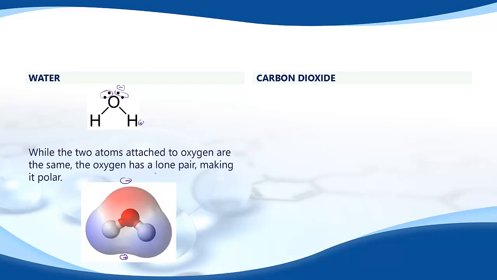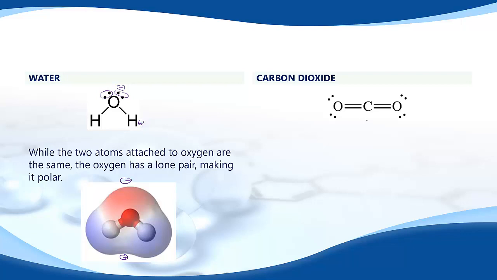The next one I'm just going to do quickly is carbon dioxide, CO2. Here is the Lewis structure for CO2. Again, we're going to apply our rules. First rule, is everything in this molecule the same? No, we have two oxygens and a carbon.